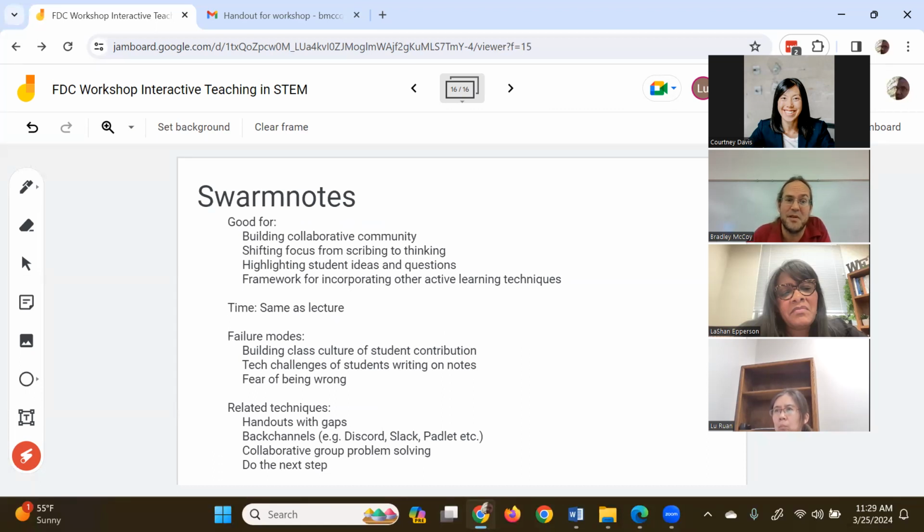I love using this because it's a collaborative community. These are everybody's notes and we're working on them together. So if somebody has an idea, they put it on there for everybody's good. They are not scribing, they are thinking, because these are permanent. They have access to them electronically after class is over, so they don't have to write their own notes. I use sticky notes to highlight student ideas and questions. Those things are great. It is good for building this classroom culture of student contribution.